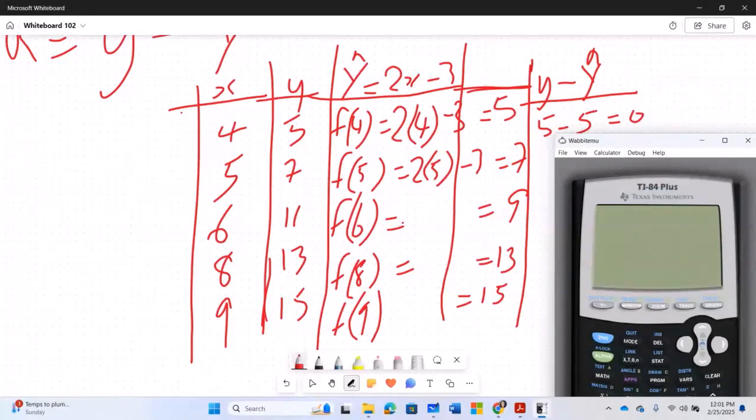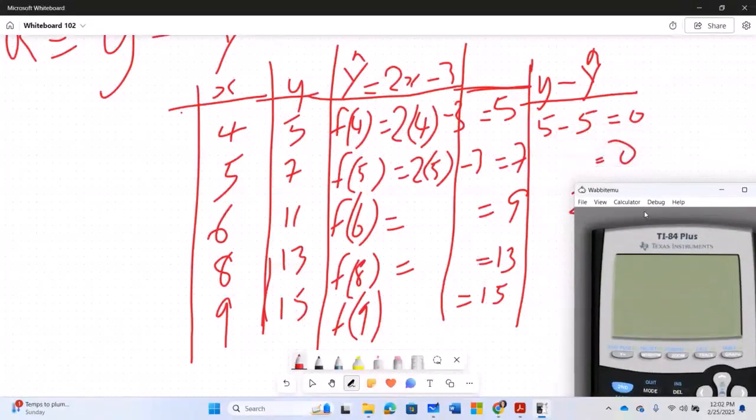This is 2 times 6 is 12, 12 minus 3 is 9. This is 8, 8 minus 3, that's a 16. 16 minus 3, okay, this one has to change. That's 16. 16 minus 3 is 13, and this is 9. 18 minus 3 is 15.